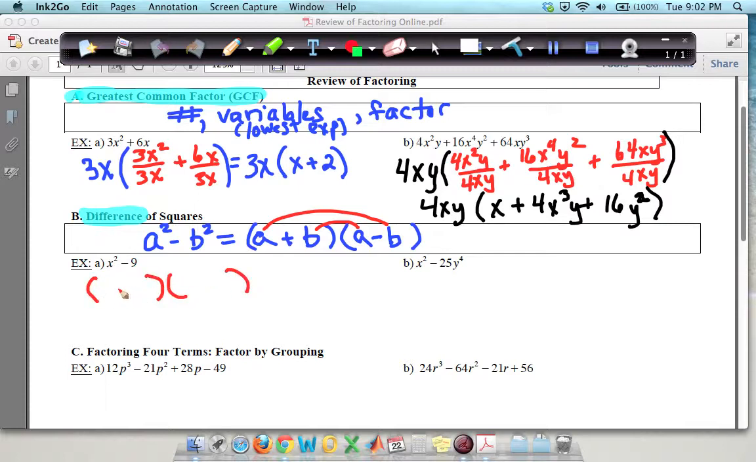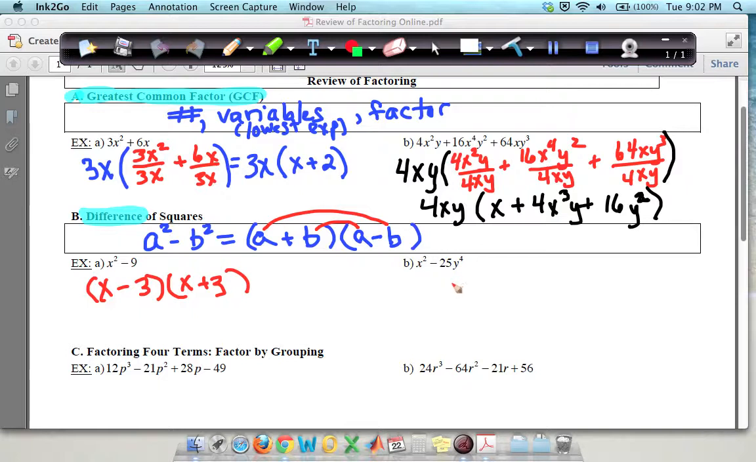So again, I'm going to change the signs just to show you it doesn't matter which one you put first. So x squared, it's an x and an x. That's what multiplies to be x squared. And then for 9, the square root of 9 is 3, or 3 times 3 is 9. So this factors to be (x minus 3)(x plus 3).